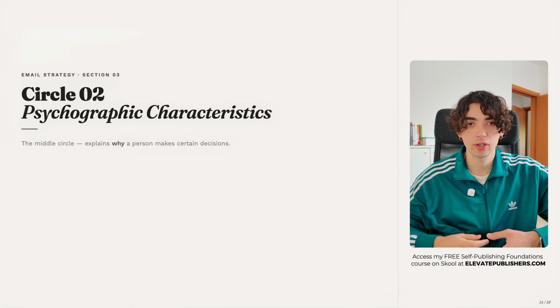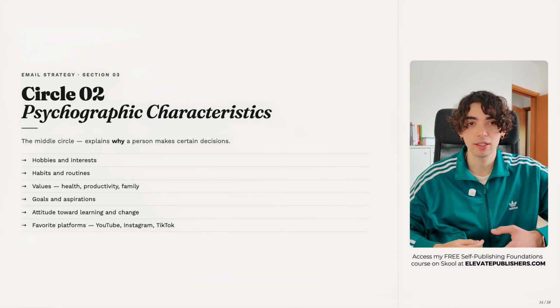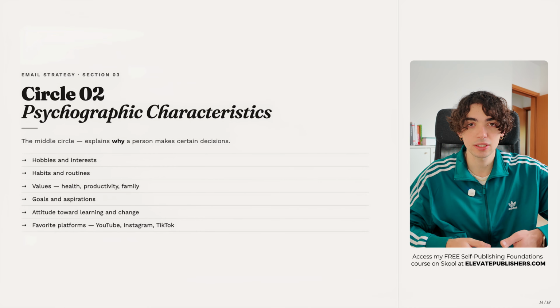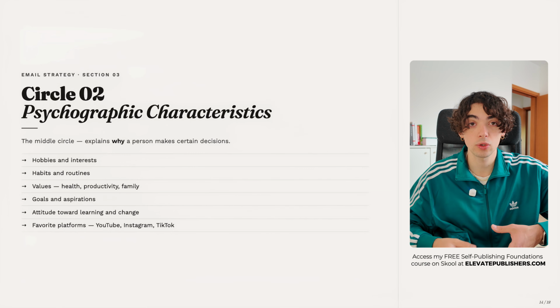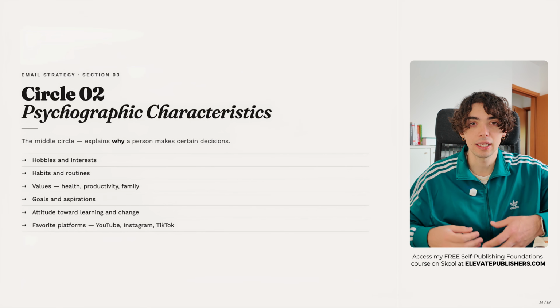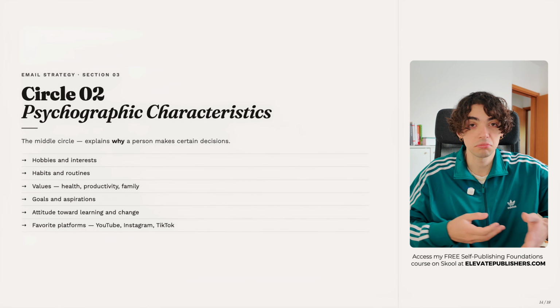The second circle represents the psychographic characteristics, and these explain why a person makes certain decisions. It includes hobbies and interests, habits and routines, values and important things like health, productivity or family, goals and aspirations, the attitude toward learning, growing or changing, and finally their favorite platforms like YouTube, Instagram or TikTok.